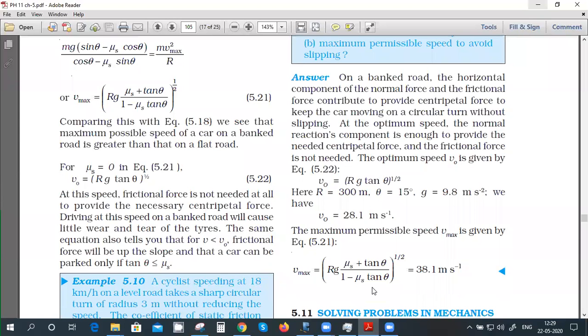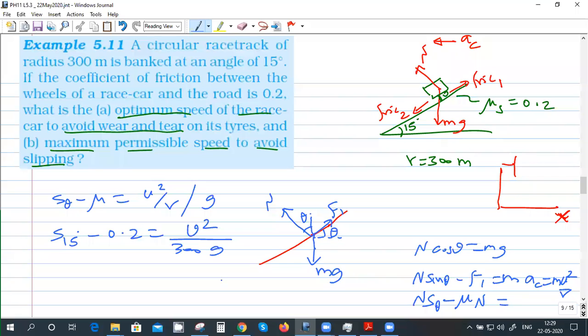Not what I have drawn. If he's saying that in the first situation for optimum speed there should be no wear and tear, no? So you have to put F1 equal to 0. There is no friction force. Right? And here I made a mistake. This is N cos theta.